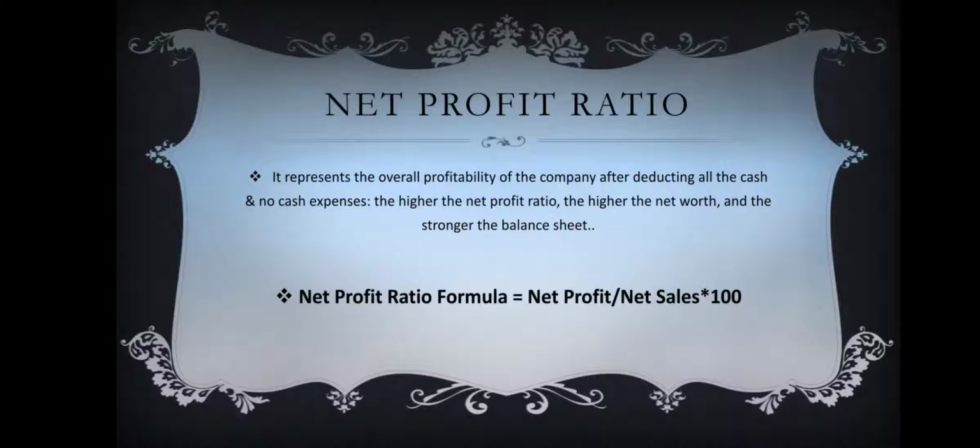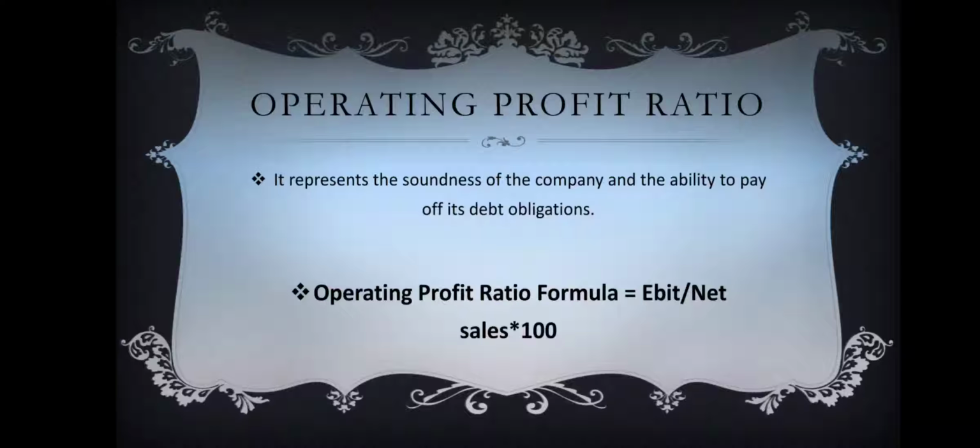The very next one is the net profit ratio. It represents the overall profitability of the company after deducting all the cash and non-cash expenses. The higher the net profit ratio, the higher the net worth and the stronger the balance sheet of the company is. Net profit ratio formula is equal to net profit divided by net sales into 100. The next one is the operating profit ratio. It represents the soundness of the company and the ability to pay off its debt obligations. The formula is EBIT divided by net sales into 100.